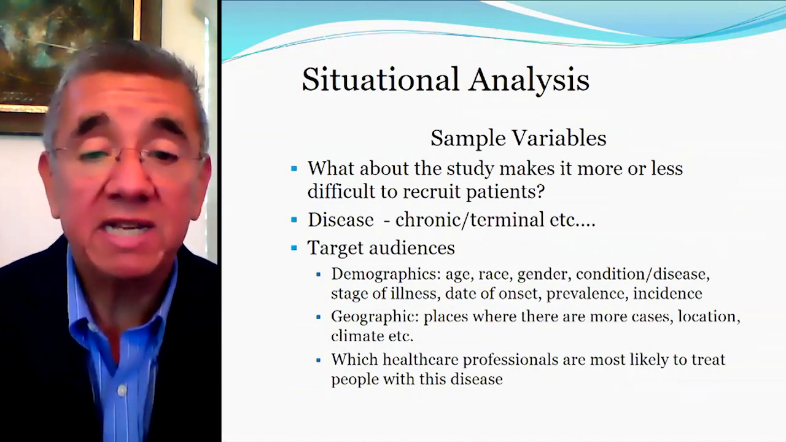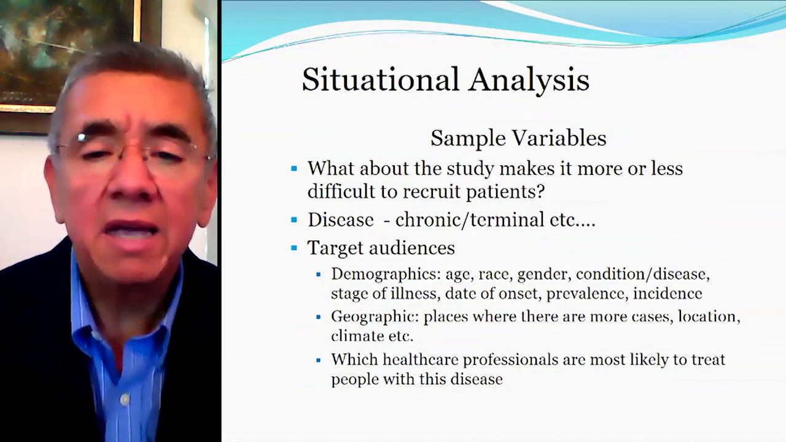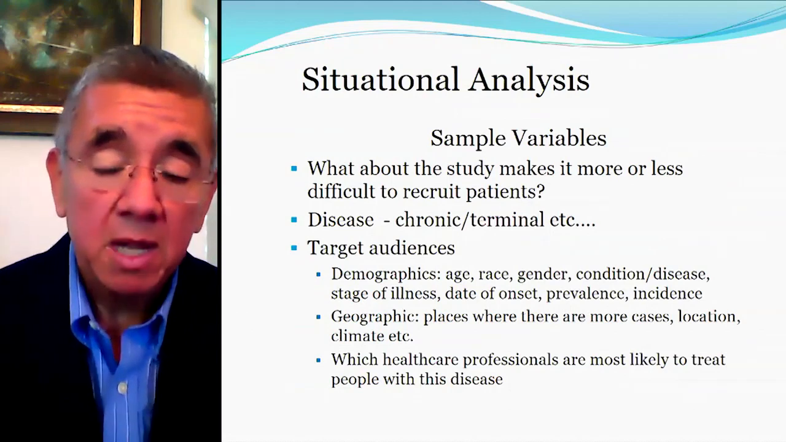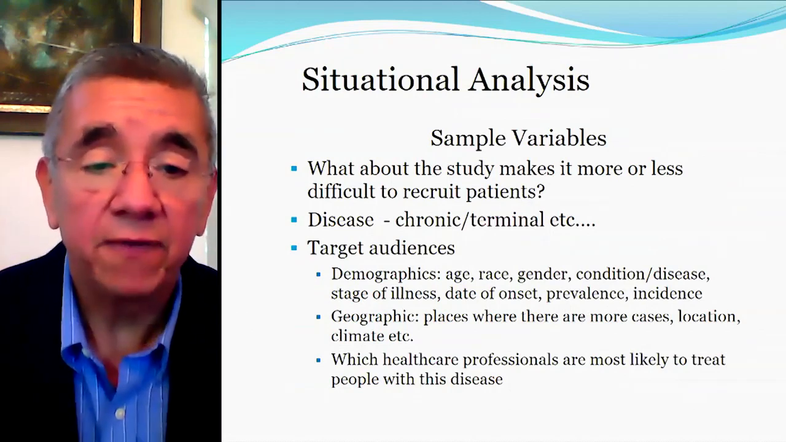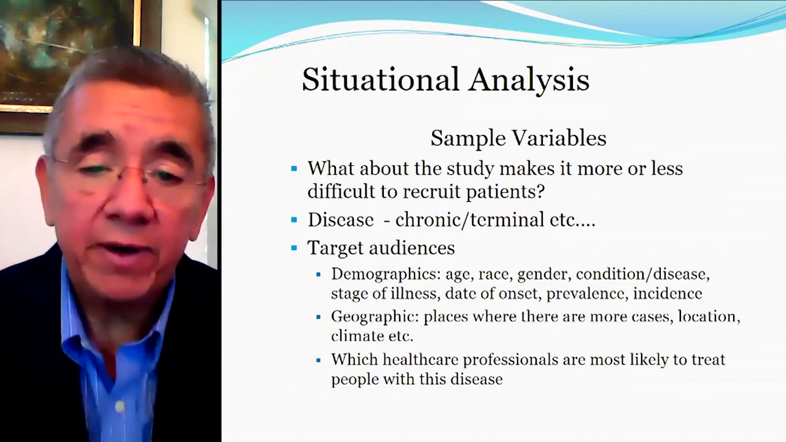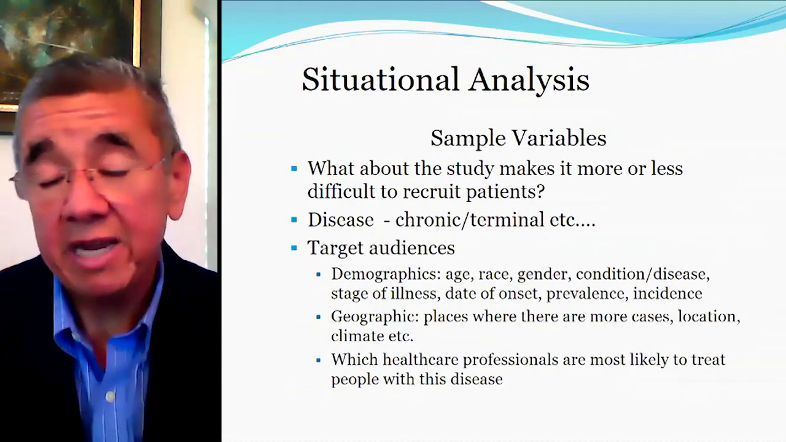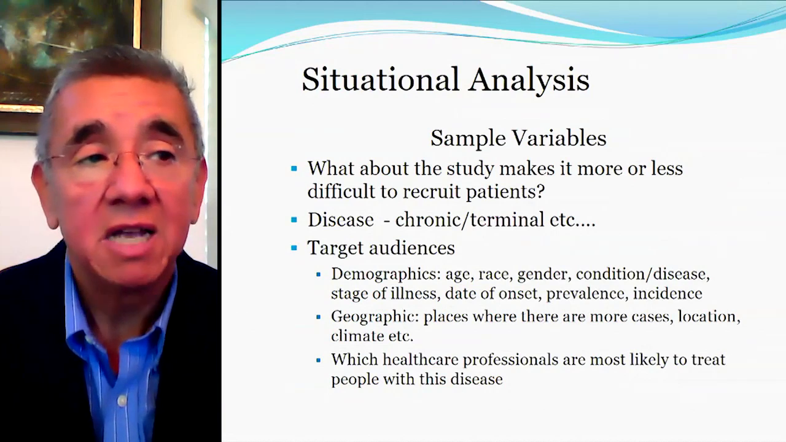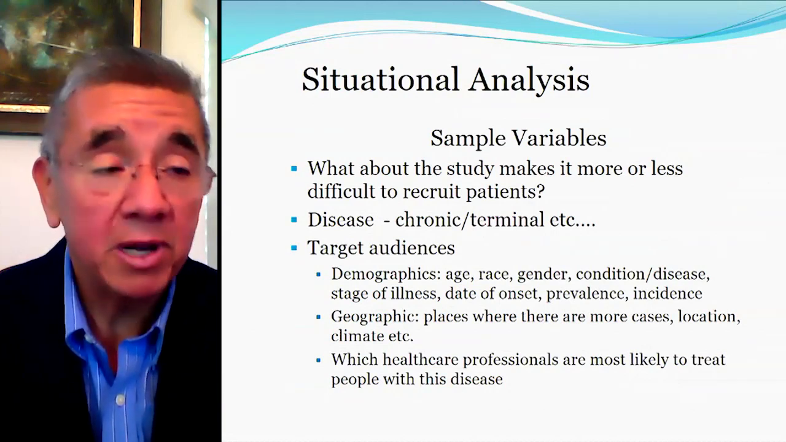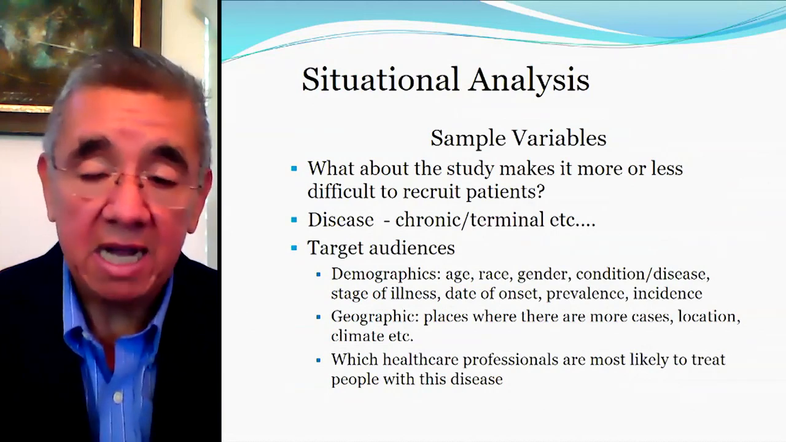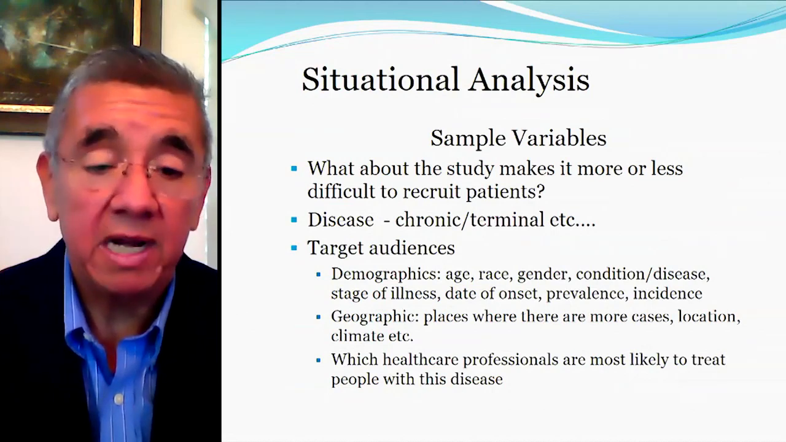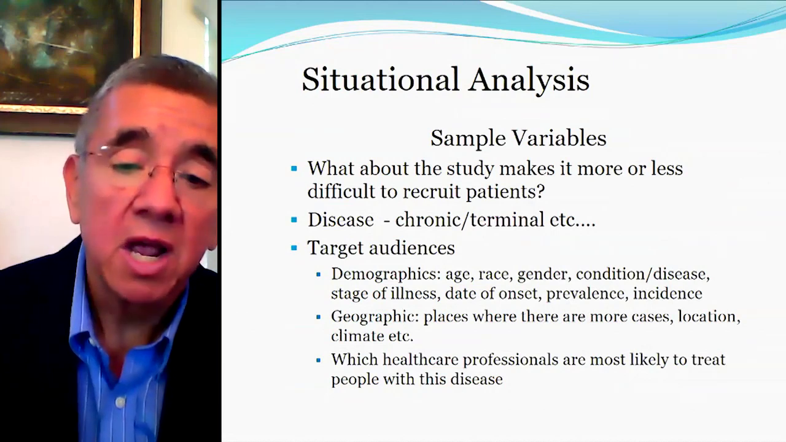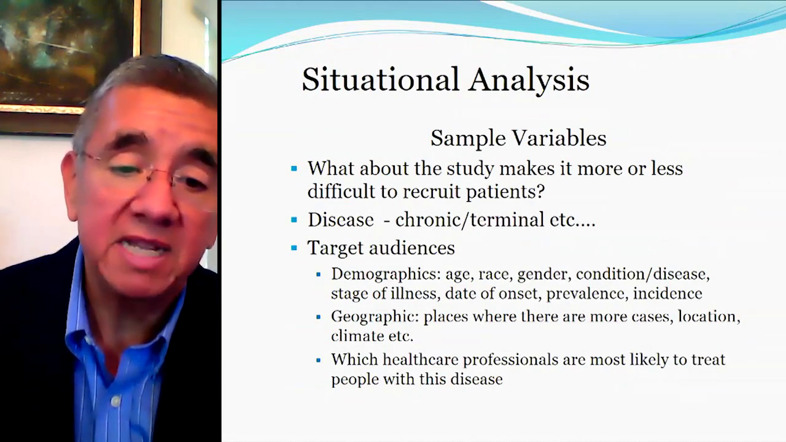We have age, race, gender, condition, disease, and we have different areas, the inclusion and exclusion criteria, what we are looking for. The geographic area, we have places here in Washington, D.C. is really good because it's a very populated area where we can get our potential volunteers quickly. And also which healthcare professionals are most likely to treat people with this disease.